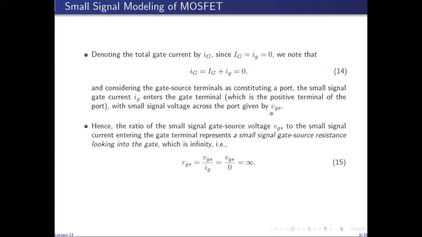So the ratio of this small signal gate to source voltage vgs to the small signal gate current which enters the gate terminal, the positive terminal of the gate to source port, defines the resistance between gate and source terminals looking into the gate. And since this current small ig is zero, this resistance is infinity. So the small signal gate to source resistance looking into the gate, denoted by R subscript small gs, is the ratio of the small signal gate to source voltage to the small signal gate current, and since the small signal gate current is zero, this resistance is infinite.